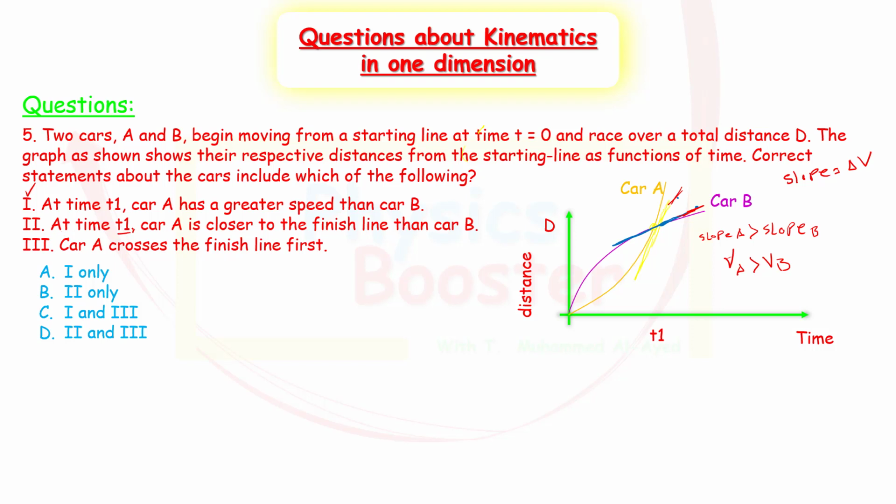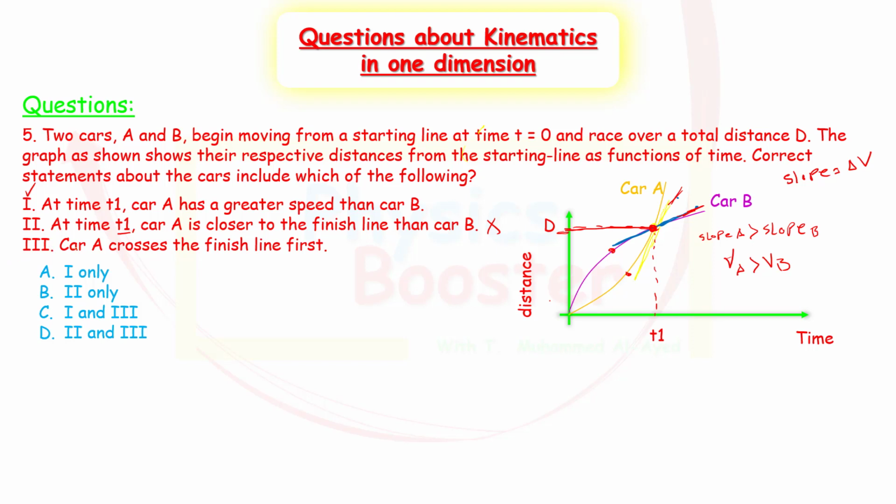At time equal t1, car A is closer to the finish line than car B. Well, some of you may say, yes, since car A is faster than car B, it may reach the finish line faster. Well, no, don't be too hasty, because this is a distance versus time graph. So I can see the distance of car A and the distance of car B at the same time. They will have the same distance. Let's call it, for example, D. So 2 will not be correct because, at this point right here, they have the same distance. So 2 is wrong.